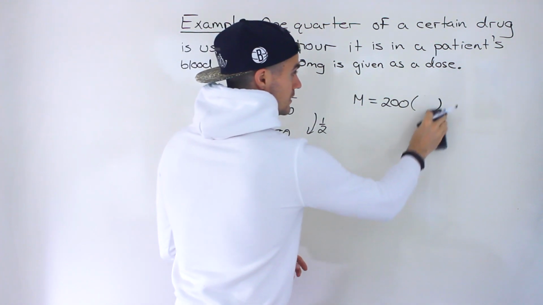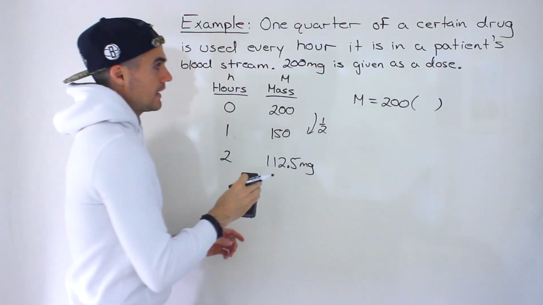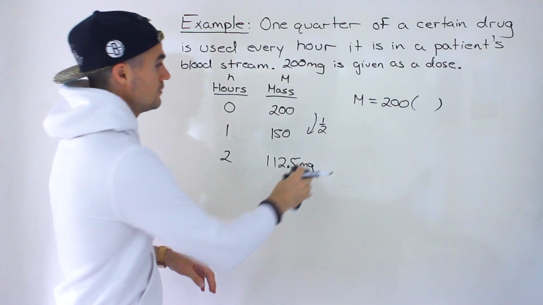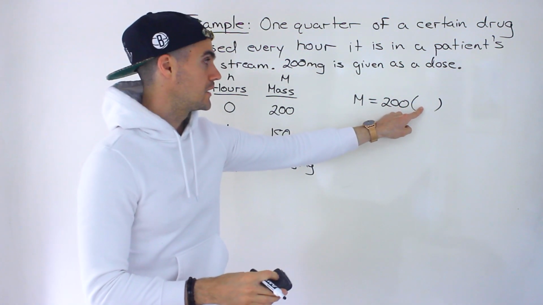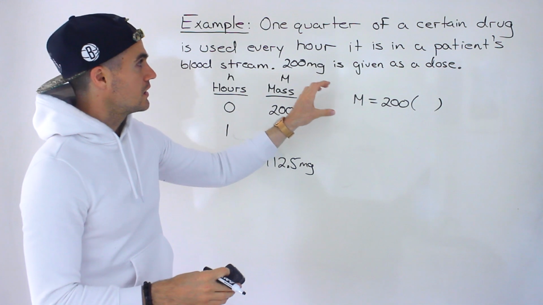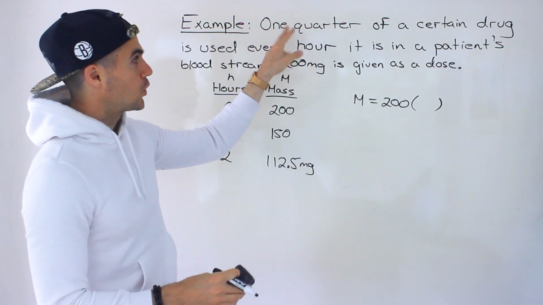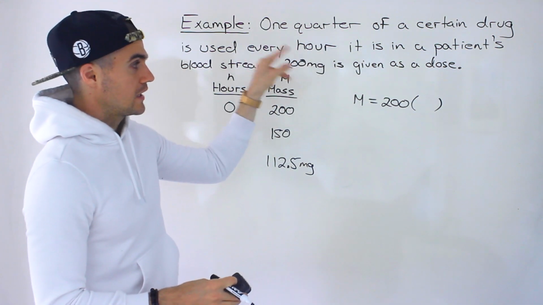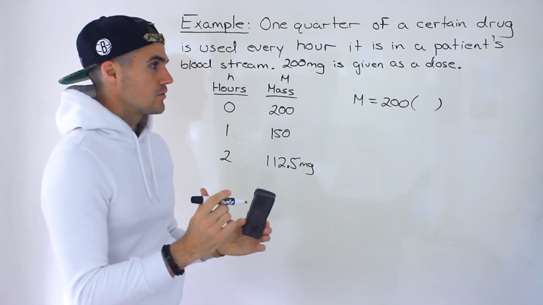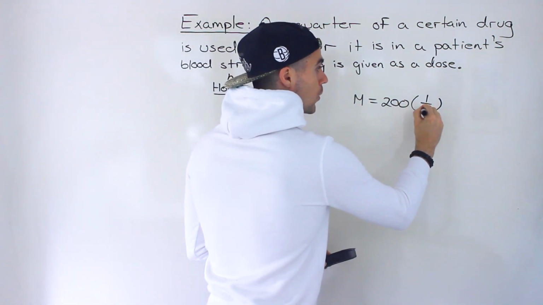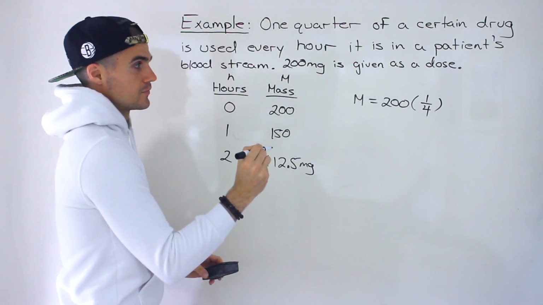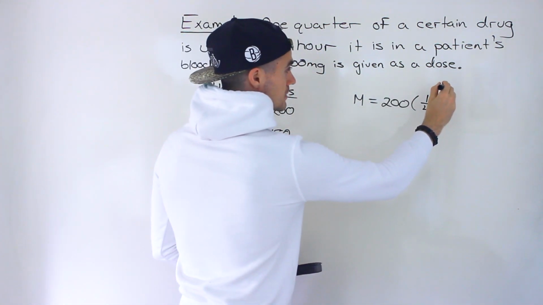So the question is, in this particular scenario, what is this bracket here going to be? Now, initially, you might think, oh, 1/4 of a certain drug is used. And so initially, your impulse might be to put 1/4 over here and then have an exponent over here.